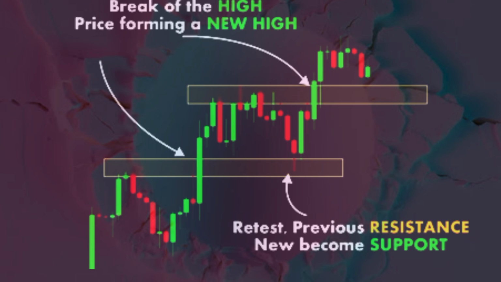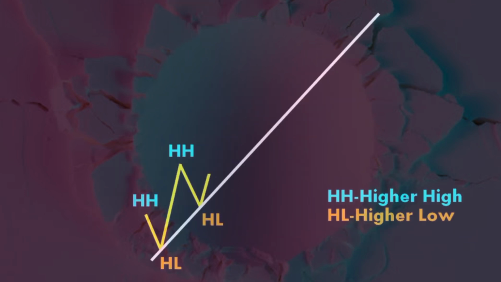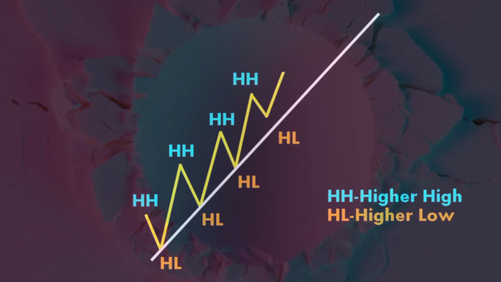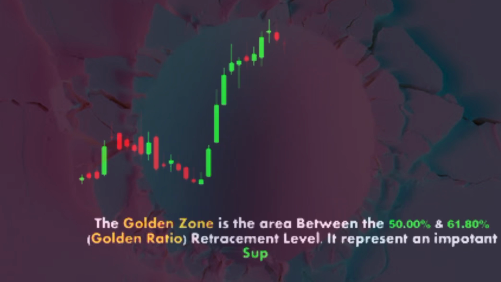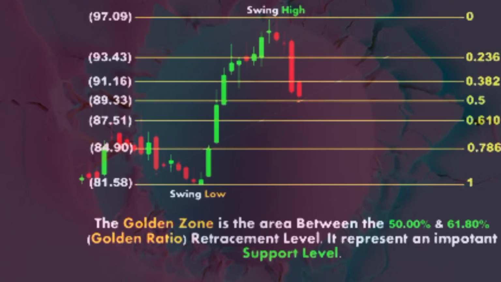2. Trend lines. These are drawn by connecting rising lows in an uptrend or falling highs in a downtrend. Trend lines act as dynamic support or resistance levels. 3. Fibonacci retracement levels. Derived from the Fibonacci sequence, these levels are used to predict potential reversal points in the markets. 4. Psychological price levels.